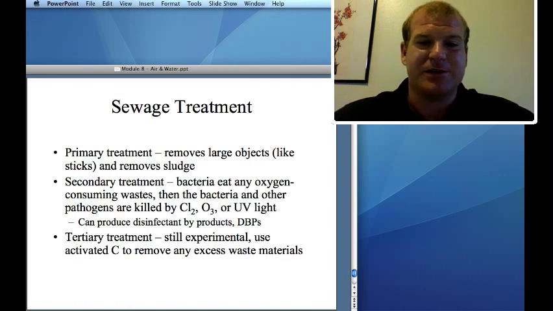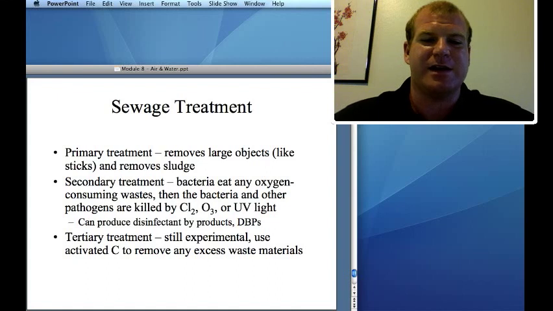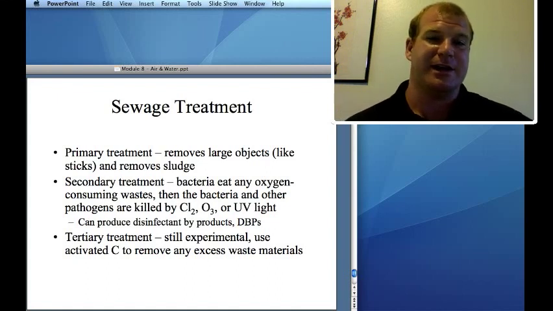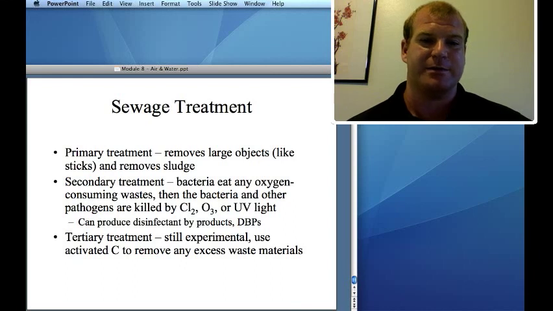And secondary treatment: bacteria, so we have activated sludge, eat other wastes, and then these are killed. The problem with secondary treatment is that other nasties can be formed by it. And then tertiary treatment. The idea of tertiary treatment is to get rid of some of the other things that have not been removed in primary and secondary treatment.